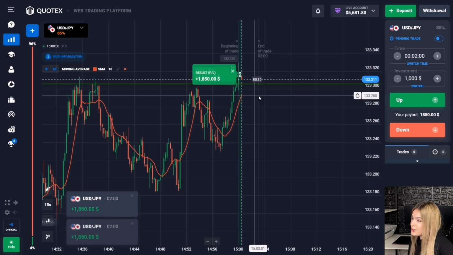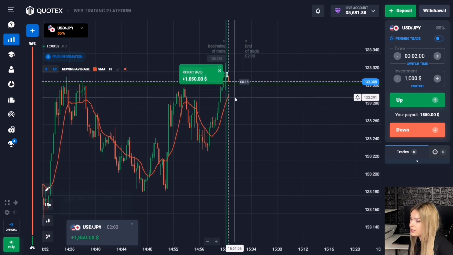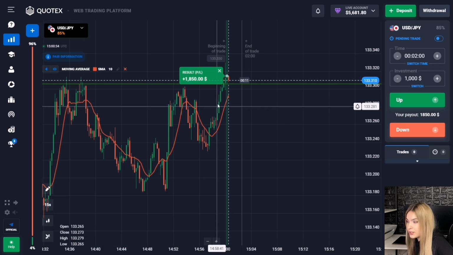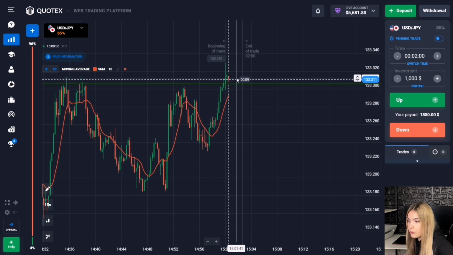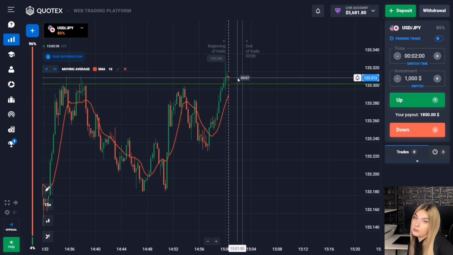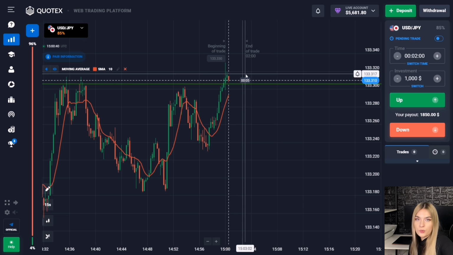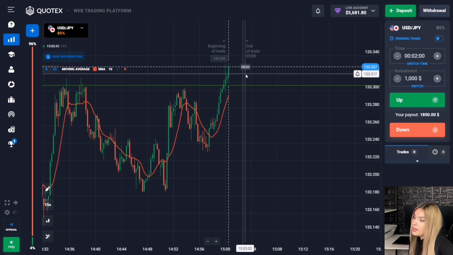Great, guys. As you can see, the price has continued to move to the level and we are making profit here. We managed to work with you on this upward movement. Also, the indicator turned out to be right again and gave us a really good entry point.